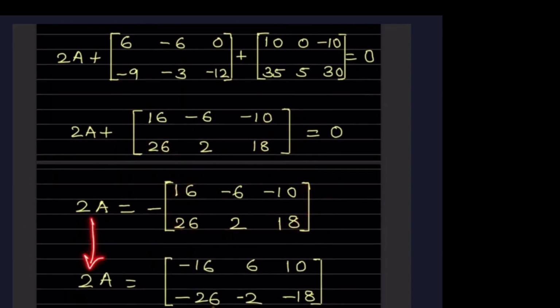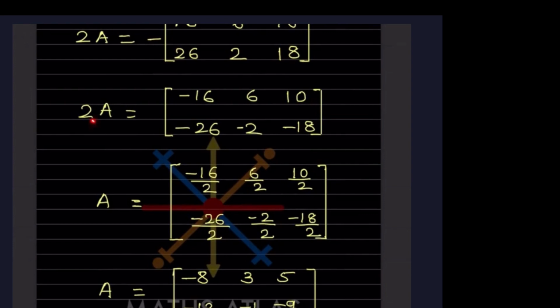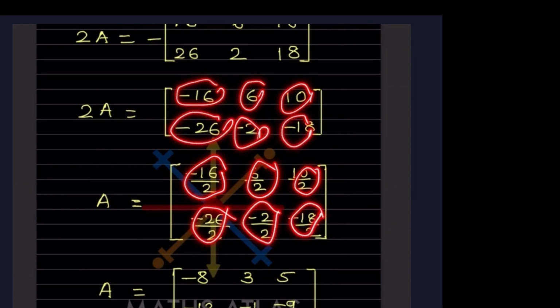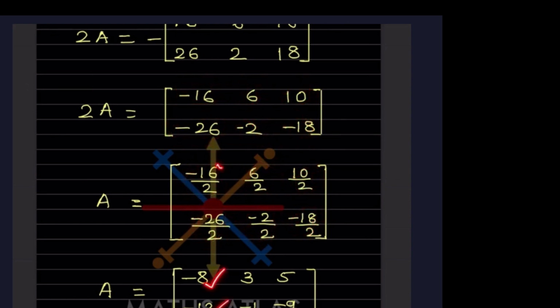Now see here, 2A as it is, this negative 16, negative 16, negative 26, negative 26, negative positive 6, negative 2, negative becomes positive, so that is 10, negative 18, so that is 10. So now 2A is this. So A is going to be what? This is multiplication, so it is going to get divided by all these numbers. Hope you got this one. So after dividing, you can just divide and see, whatever you get. So you got the value of this A.